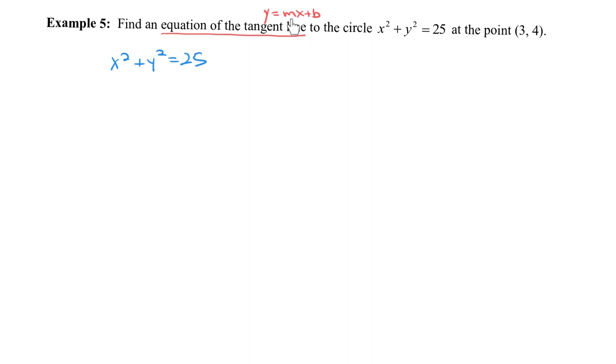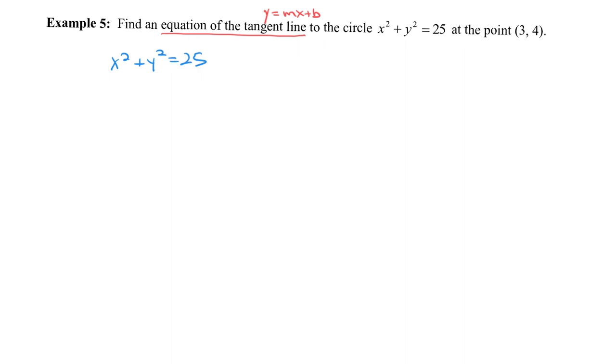We take the derivative, right? The slope is the geometric equivalent of the derivative. Remember, the derivative gives us a formula for the slope of the curve at any point. So we just need to find the derivative here. And now that we can find the derivative with implicit differentiation, we don't have to try solving for y. We can just do the derivative immediately right from here.